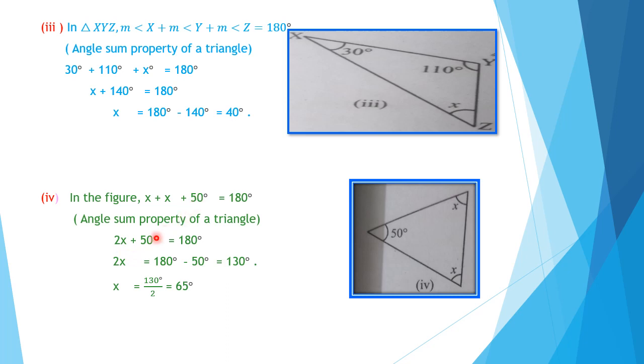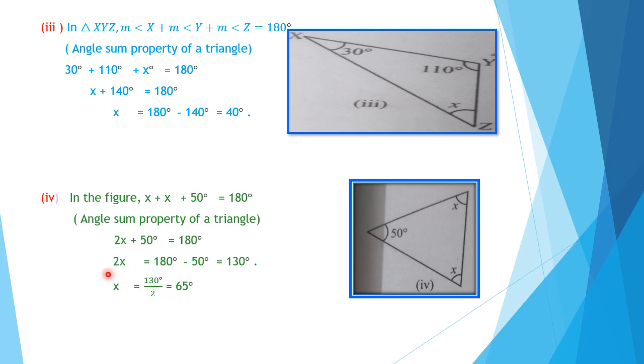2X plus 50 degrees equals 180 degrees. And now 2X equals 180 degrees, here it is plus 50, so taking to the left side it becomes minus 50. 180 degrees minus 50 degrees is equal to 130 degrees. Therefore X equals 130 degrees divided by 2. Here 2 into X is equal to 130 degrees. So X equals 130 degrees divided by 2.